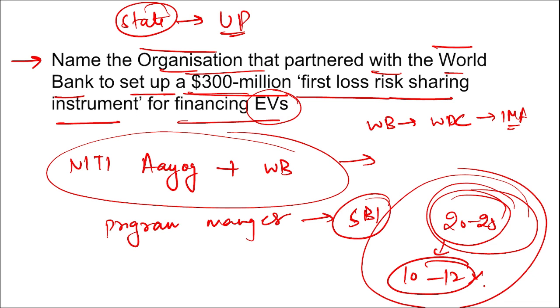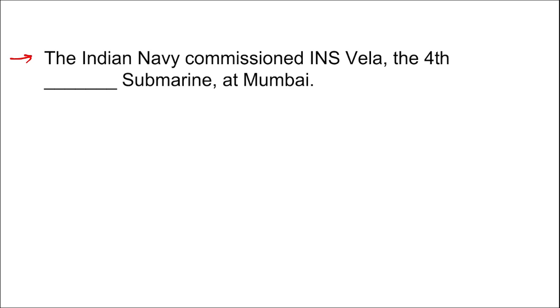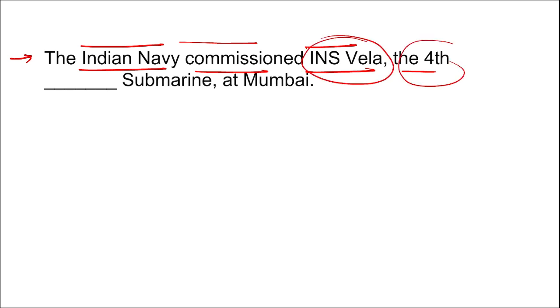All right, moving on. Next question. The Indian Navy has commissioned INS Vela, that is the fourth submarine, at Mumbai. Let's start again. The Indian Navy commissioned INS Vela, the fourth submarine, and where was it commissioned? It was commissioned in Mumbai. The location is important, where INS Vela was commissioned.